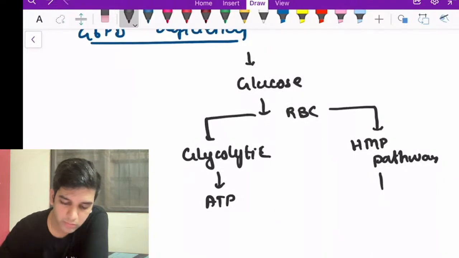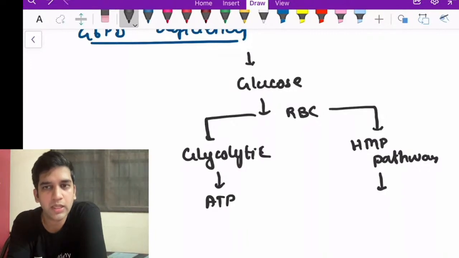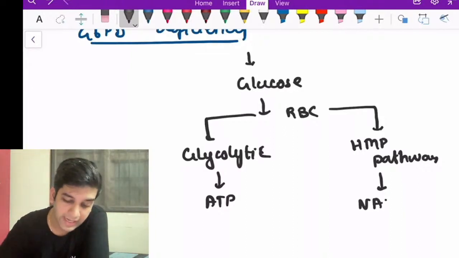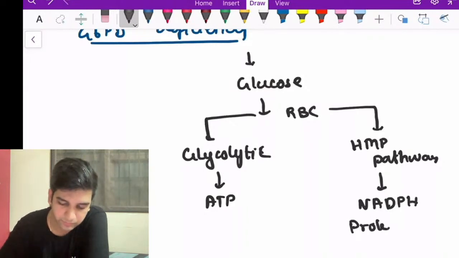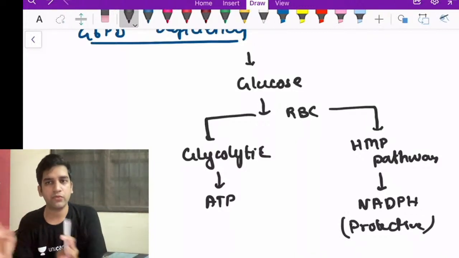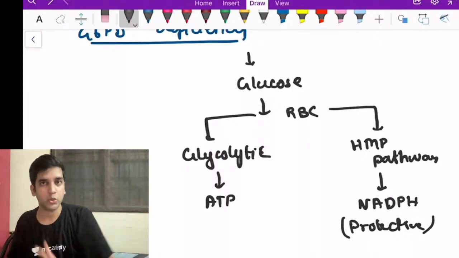What do you think is the outcome of the HMP pathway? The HMP pathway does not give me ATP. It gives one more molecule, which is NADPH, right? So with the help of the HMP pathway, the outcome here is NADPH. NADPH will not give me energy. It's a protective pathway. So whenever a molecule of glucose is consumed by my RBC, it will use it for both of them because I need both. Energy is one place. I need protection also.